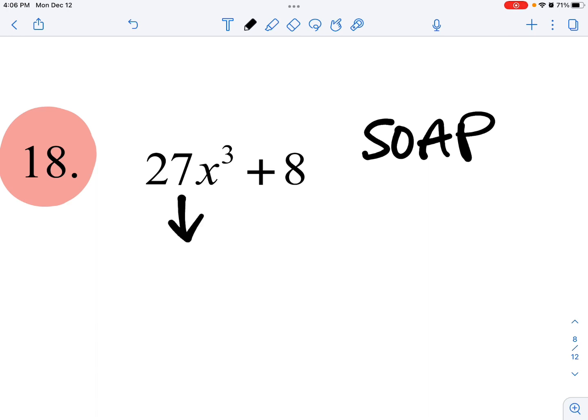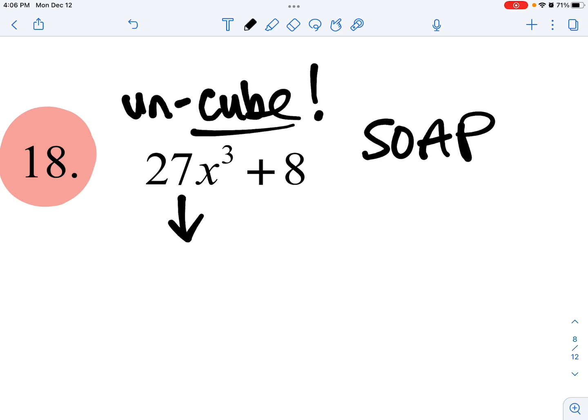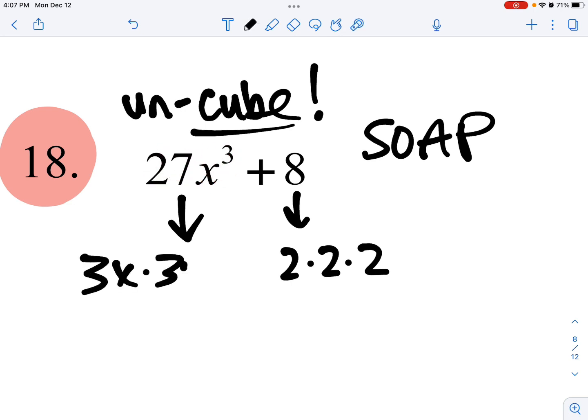Do you know what times what times what is 27? 27 is 3 times 3 times 3. Did you know that? You might have to figure that out in your calculator and play around a little bit. For 8, you might be thinking 4, but 4 times 4 times 4 is not 8. You have to uncube the numbers. When you do 8, it turns into 2 times 2 times 2. When you do 27, it's 3, but make sure you keep the x with it. So I'm going to write 3x times 3x times 3x. Okay, so first, uncube the numbers.